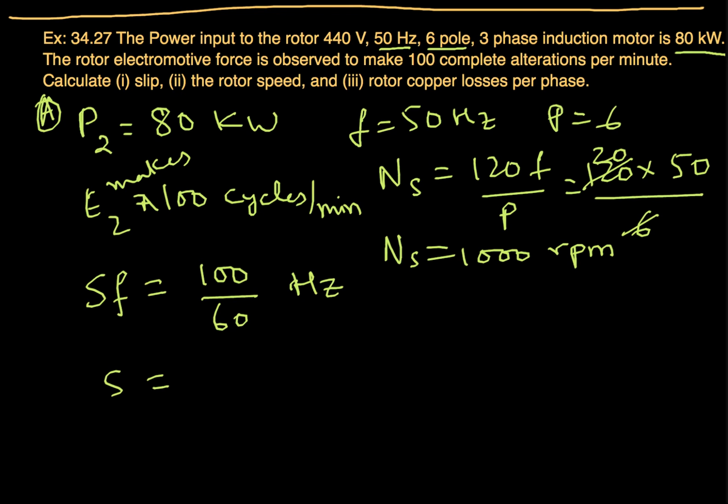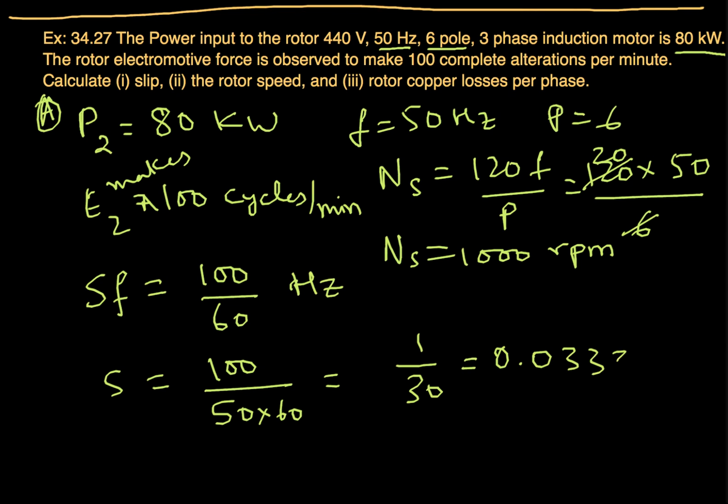F is already known, that is 50. So 100 divided by 50 into 60. That is 1 by 5 into 6, which is 30. So 1 by 30 is, I think, 0.0333, or it is 3.33 percent. So this is the slip of the motor. So this is what we have already solved.